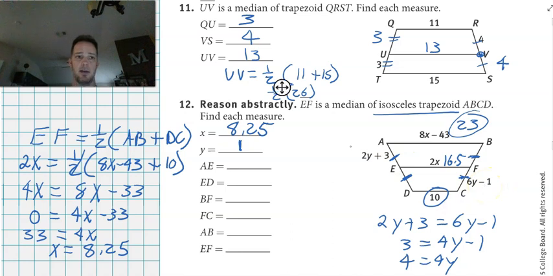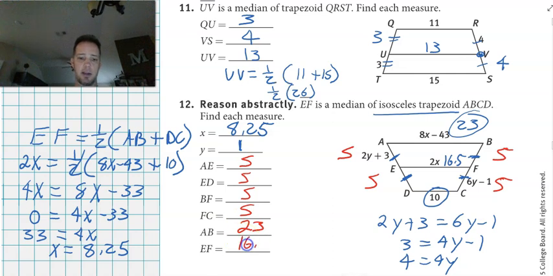So then I get, for my answers here, I'll do it in a different color. I get 5, 5, 5, 5 for each one of these. So AE would be 5, ED is 5, BF is 5, FC is 5, AB is 23, and EF was 16.5. All right. Hey, great work if you got these answers before I did. I know that decimal might have thrown some of you guys off, but you obviously could check your work by plugging back in like I did.